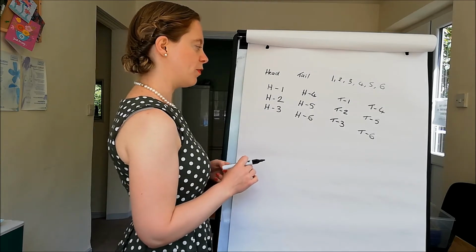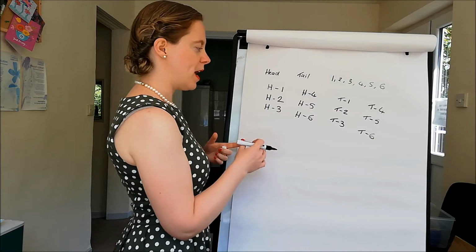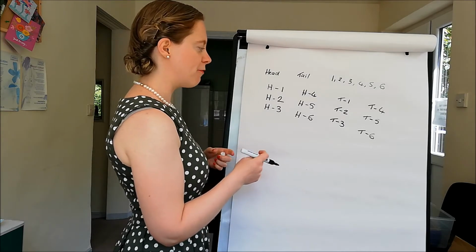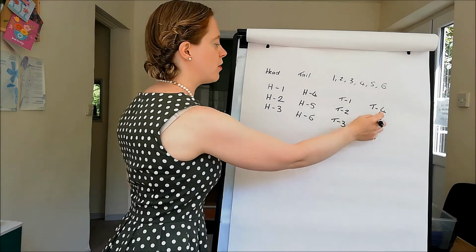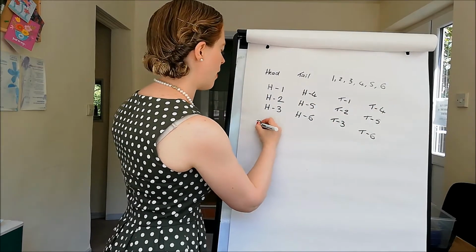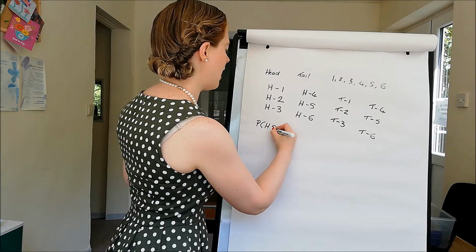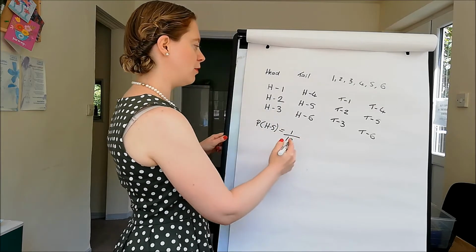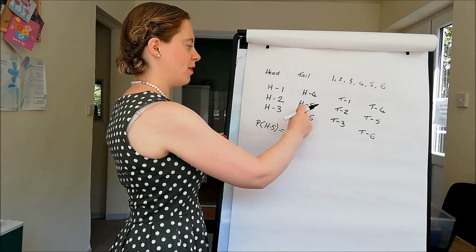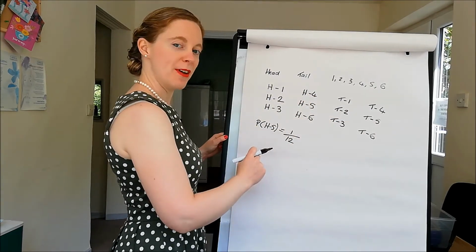So they might say something like, what's the probability that you get a head and a 5? Well, altogether, there's 12 different things that can happen. So the probability of getting a head and a 5 would be just 1 out of 12, because there's only one item in that list of 12 that is a head and a 5.